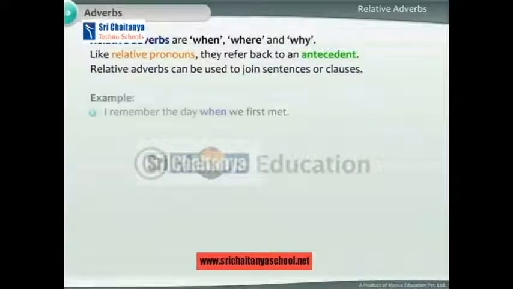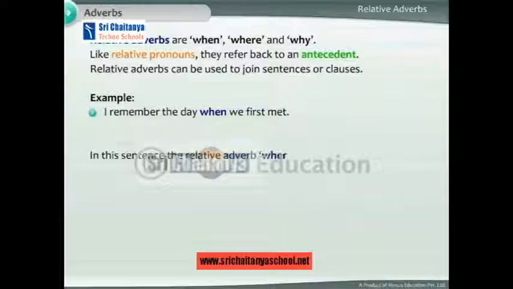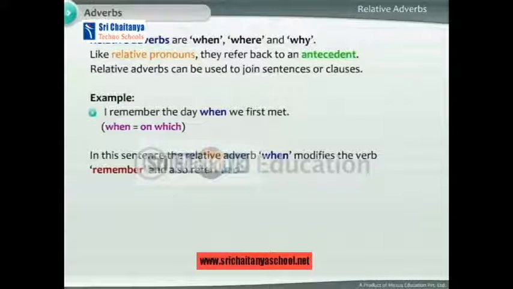Here's another example. I remember the day when we first met. In this sentence, the relative adverb when replaces the phrase on which. It also refers back to the antecedent day. Remember, a relative adverb not only modifies a word in the sentence but also refers back to an antecedent.